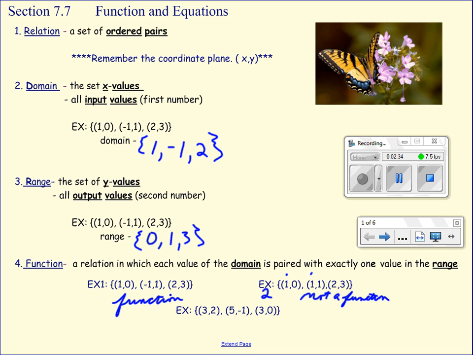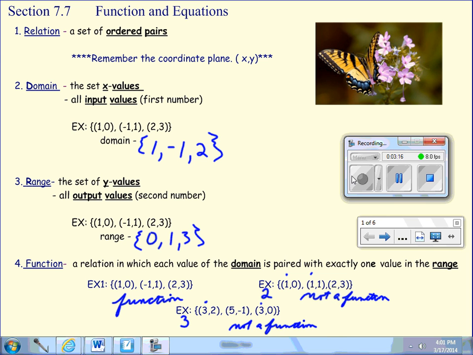In our final example, example 3, we have the ordered pairs (3, 2), (5, -1), and (3, 0). This is not considered a function either. It is not a function because the 3 is paired with the 2, and yet 3 is also paired again with a 0. So in your exercises, you'll have questions asking, is this relation a function or not? You will need to make sure, in order for it to be a function, that the domain, the first number, the input, is paired with one and only one value in the range.